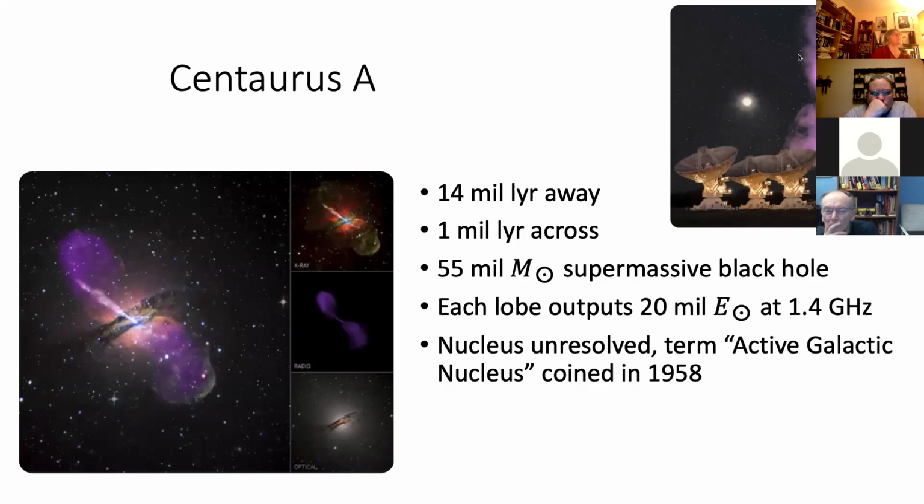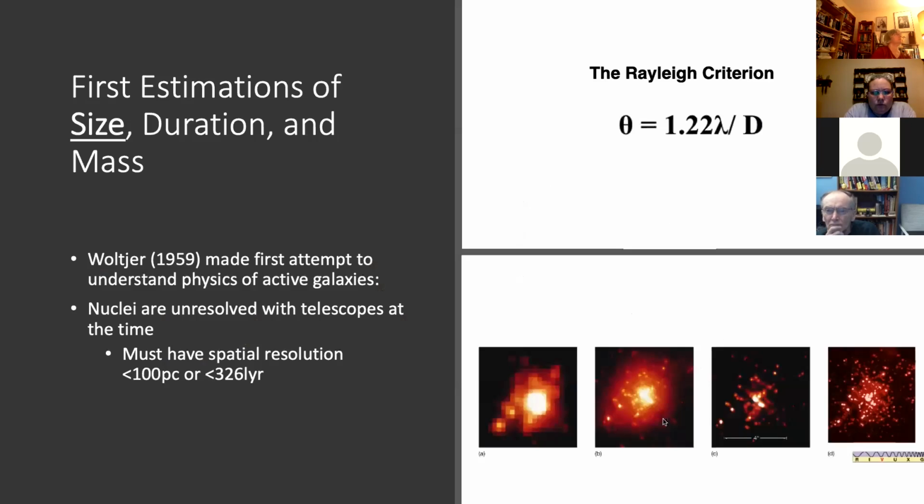Again, the nucleus itself is unresolved, and by 1958, they decided to coin the term active galactic nucleus to describe all these different types of confusing objects in the sky. That concept became a key component in theories of galactic evolution from then on. So let's go over what they did in the 50s and 60s to estimate the size, the duration, the lifetime, and the mass of these active galactic nuclei.